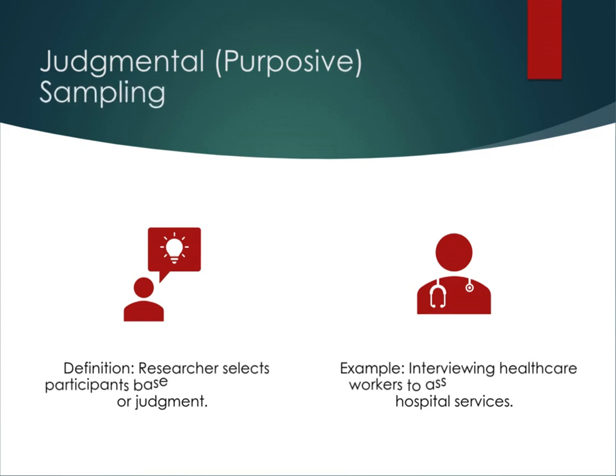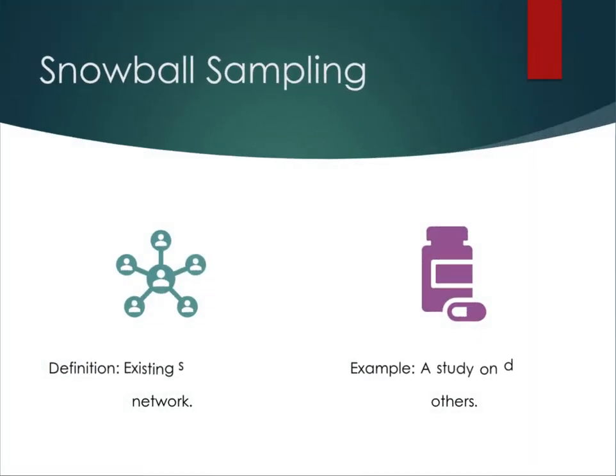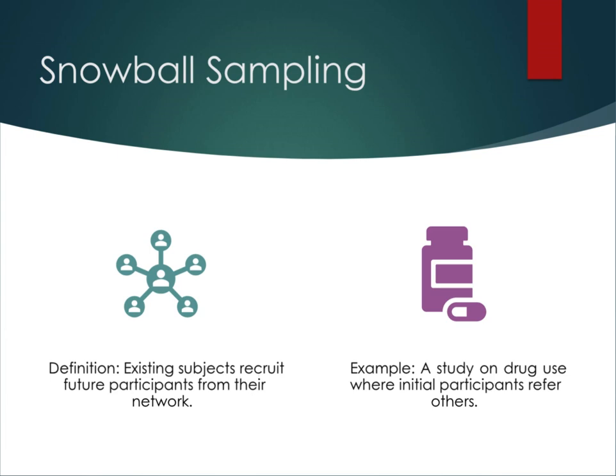Judgmental or purposive sampling selects individuals based on the researcher's knowledge, like interviewing healthcare workers to evaluate a hospital's services. Snowball sampling is useful for hard-to-reach populations. Initial participants recruit others, like in studies on drug use or rare conditions.